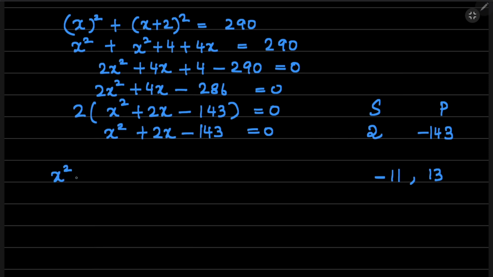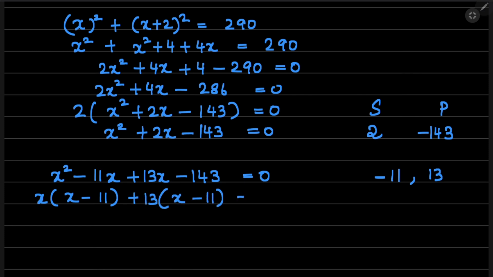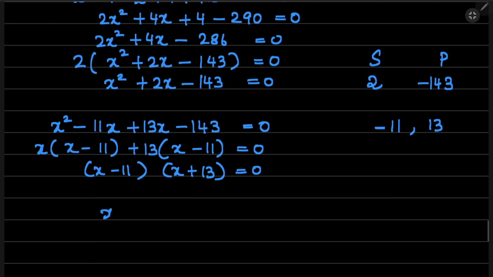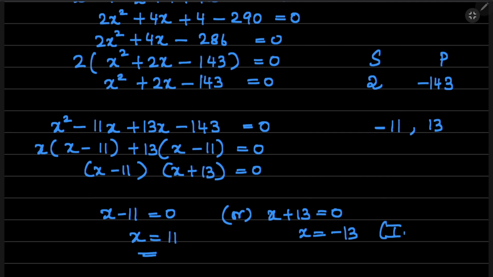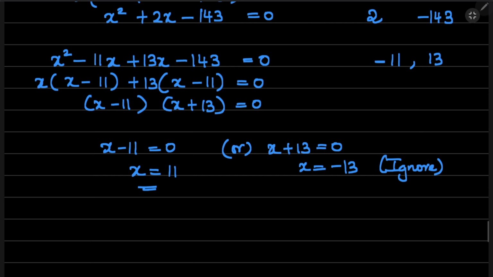So here you have x² − 11x + 13x − 143 = 0. So x common out, x − 11, plus 13 common out, x − 11 = 0. (x − 11)(x + 13) = 0. Okay, either x − 11 = 0, so x = 11. The other would be x + 13 = 0, which means x = −13. Now this cannot be considered. You can ignore this. x = 11 is your first number.